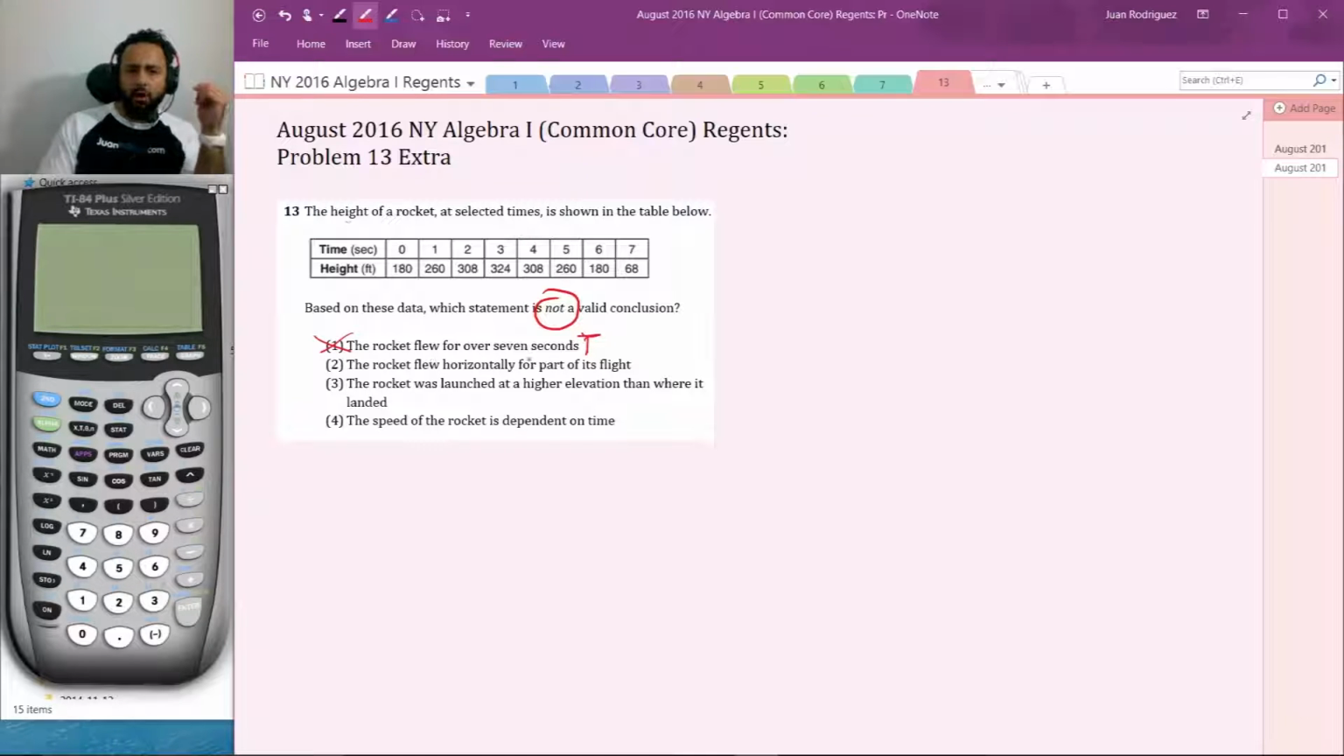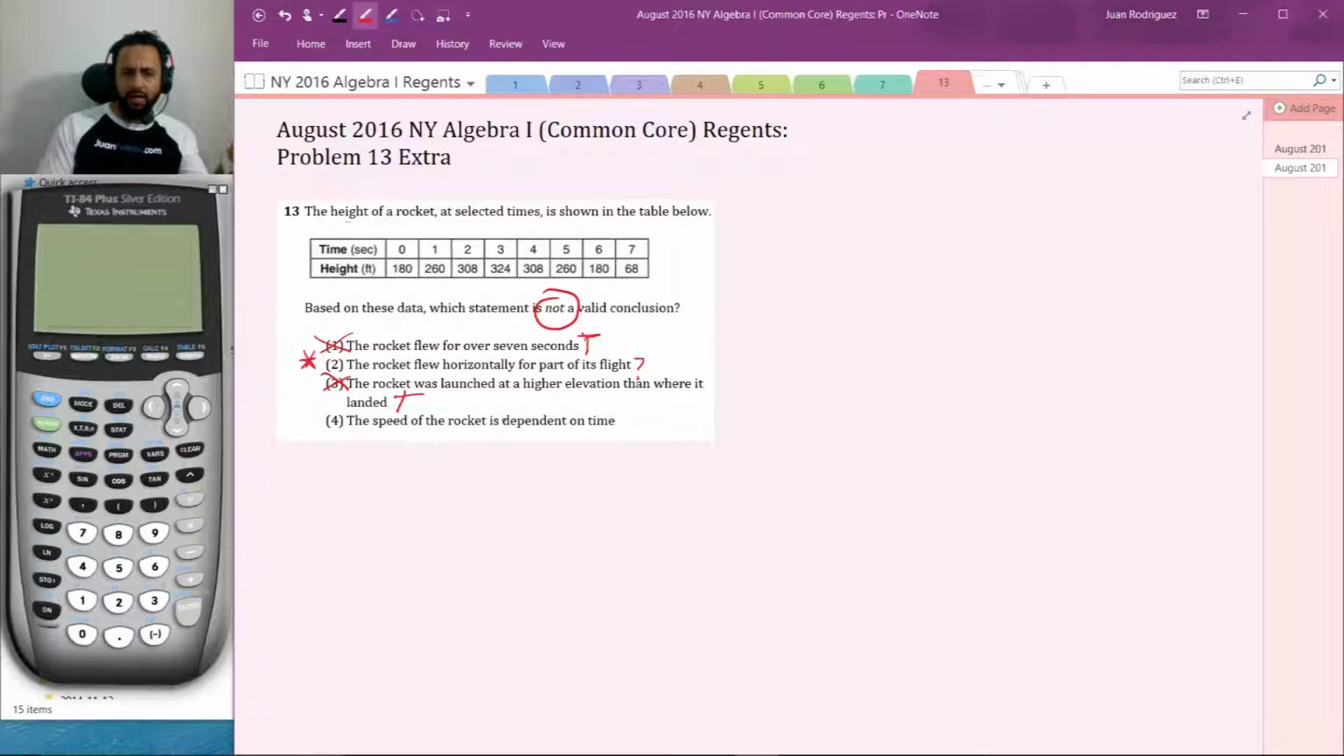The rocket flew horizontally for part of its flight. Well, why? This is a height. There is no data at all on the horizontal flight, so this is questionable. In other words, it cannot be made as a conclusion. So this is probably the answer. Let's see number 3. The rocket was launched at a higher elevation than where it landed. Wherever it happened to land, it started at 180. It went down to 68. 68 is lower than 180, and it's going probably even lower. So this is true, and that's not the answer.